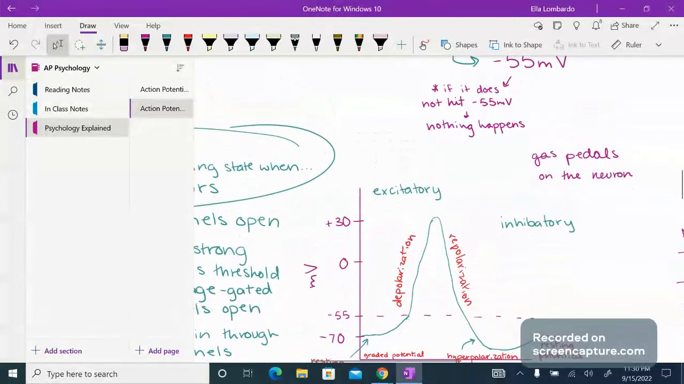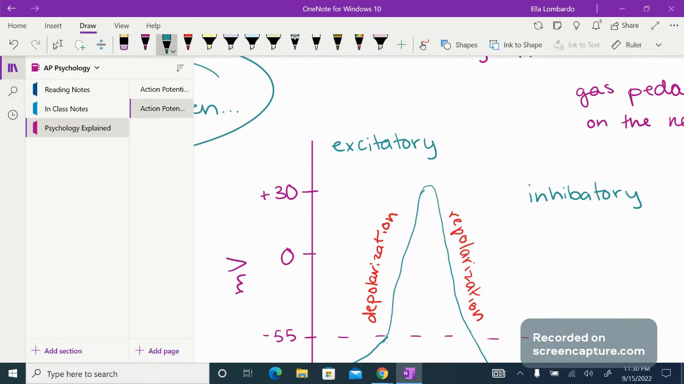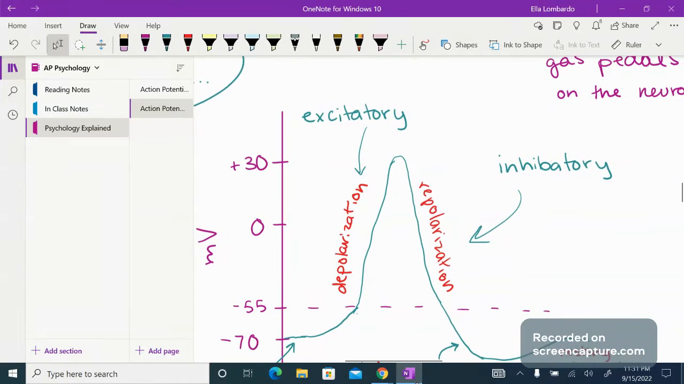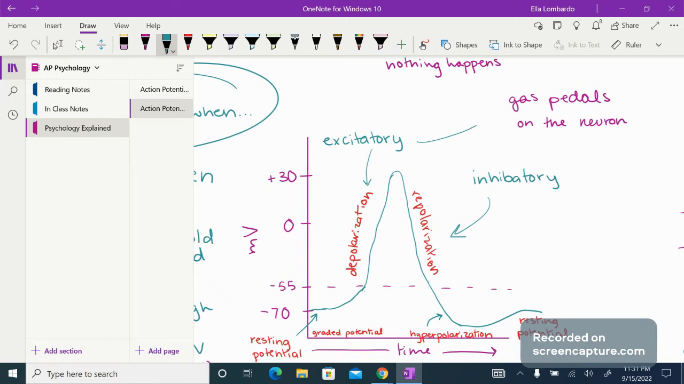And I know somebody already did their video on this, but I would just like to quickly mention excitatory and inhibitory. So excitatory would refer to depolarization. So it's like getting really excited, right? And inhibitory refers to repolarization. So our book refers to this as gas pedals on the neurons. So the excitatory is like, yeah, pedal to the metal, let's go. And inhibitory is like, no, I kind of want to push the brakes on this one.